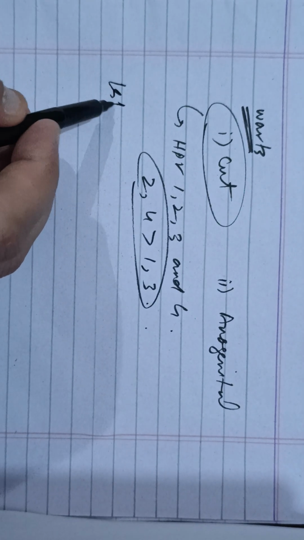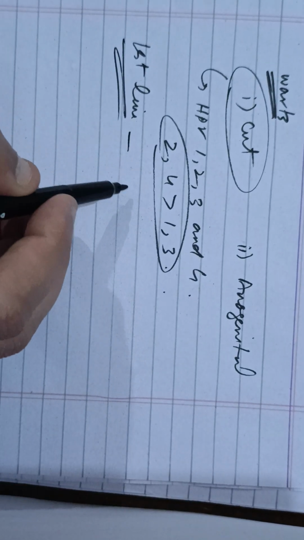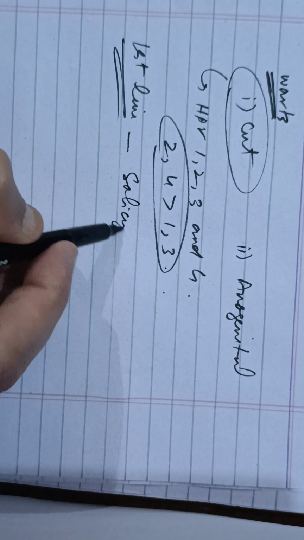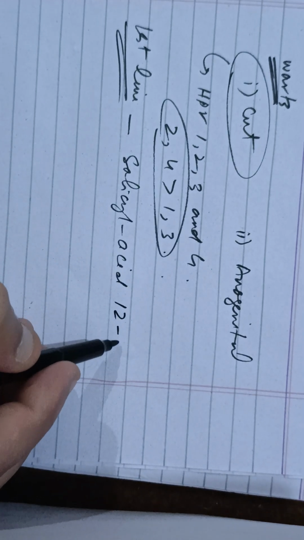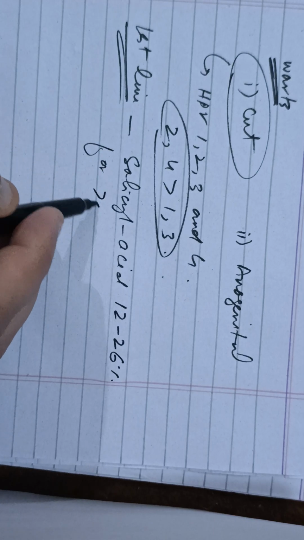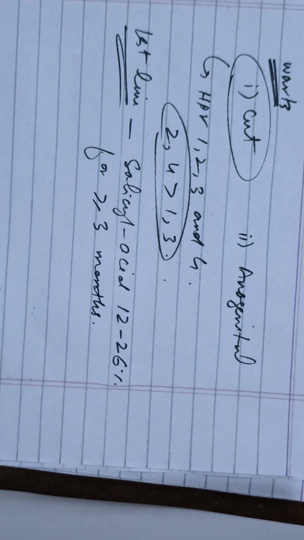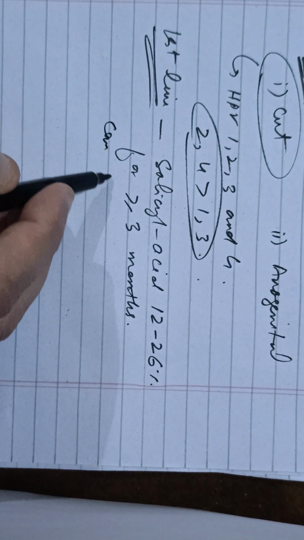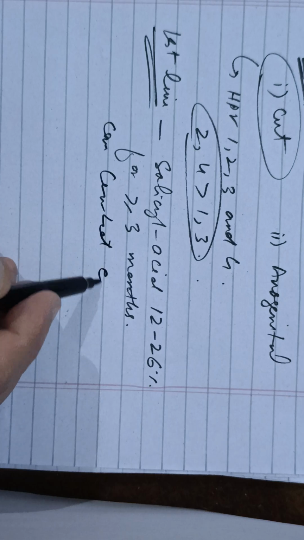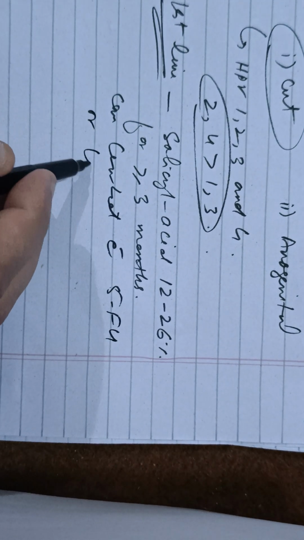So the first line treatment is salicylic acid in the concentration of 12 to 26% for equal to or more than 3 months. It can be combined with 5-fluorouracil or lactic acid.